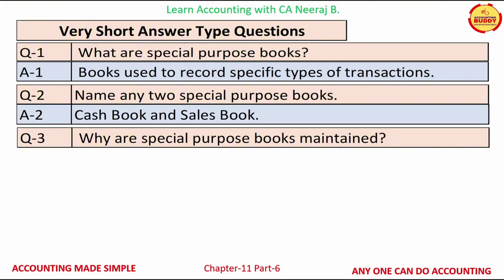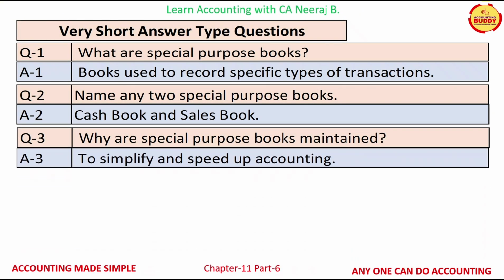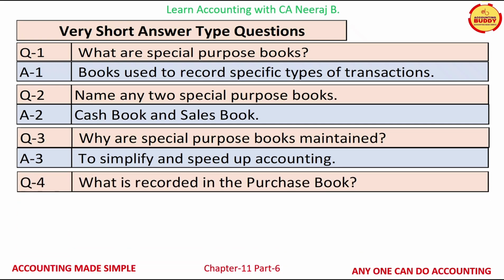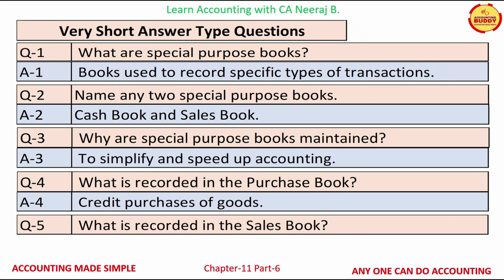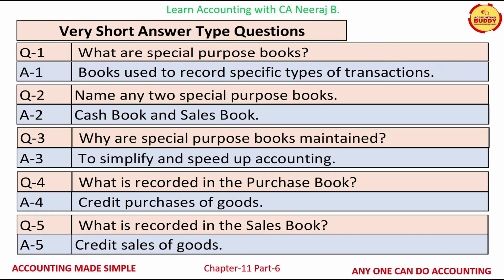Question number 3 is, why are special purpose books maintained? The answer is to simplify and speed up accounting. Question number 4, what is recorded in purchase book? The answer is credit purchases of the goods. Question number 5, what is recorded in the sales book? And the answer is credit sales of goods.